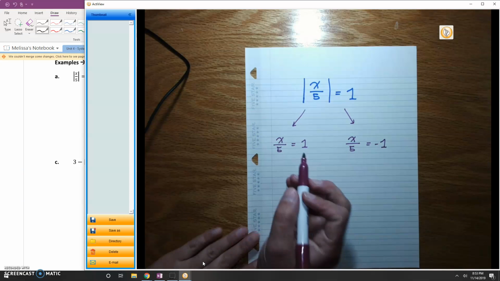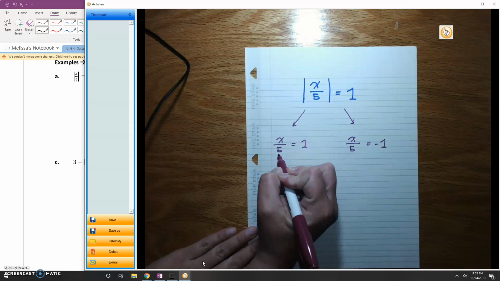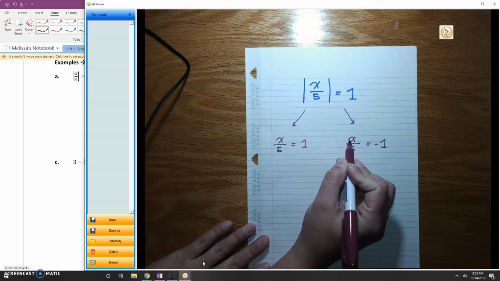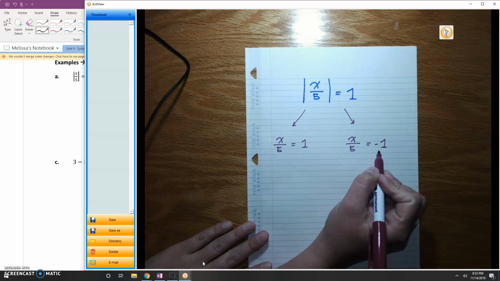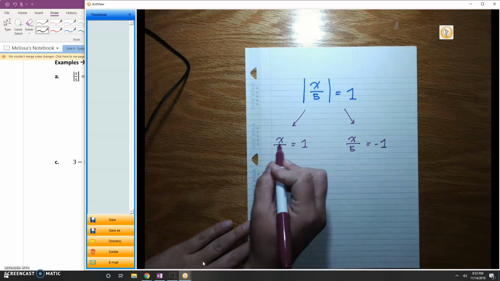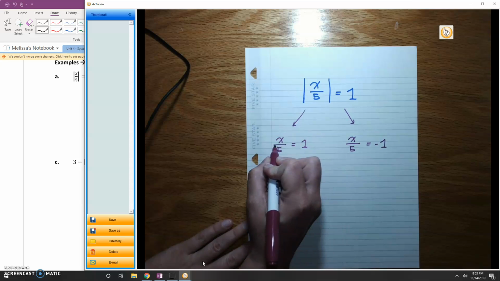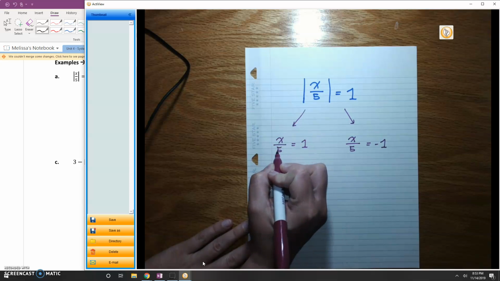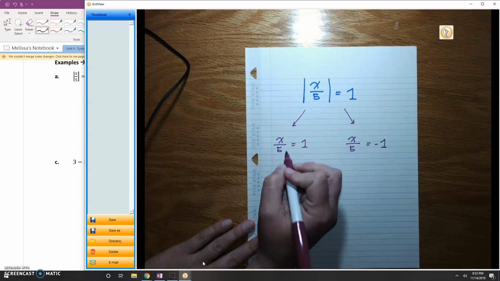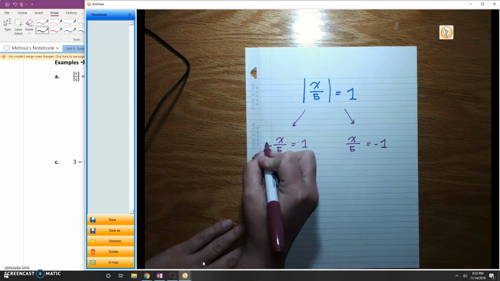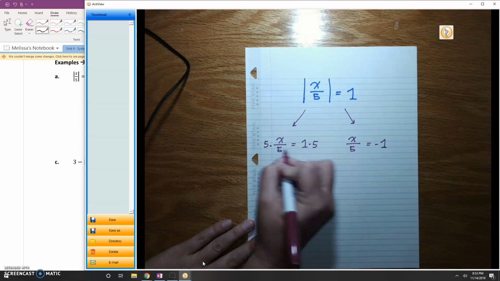Here are my two solutions for this one. First off, we could have some number divided by 5 equals 1, and some number divided by 5 equals negative 1. Guys, please do not overthink these fractions. Some of you see a fraction and you freak out right off the bat. This is just a fancy way of saying we're dividing by 5. And what is the opposite of dividing? Multiplying. So let's go ahead and multiply both sides by 5.